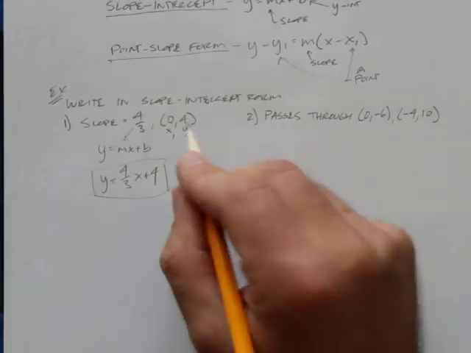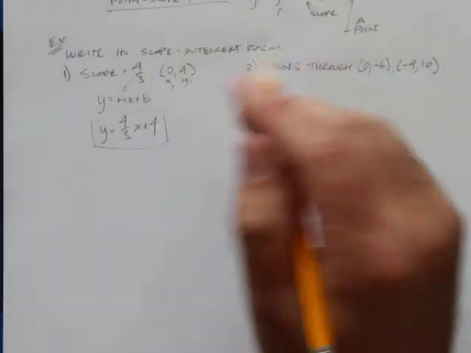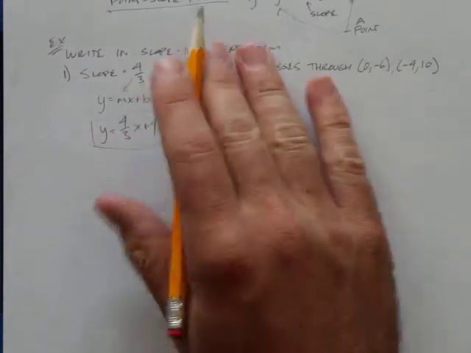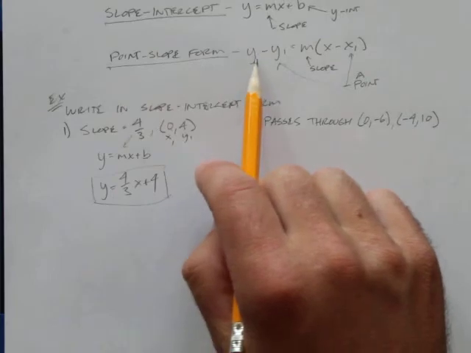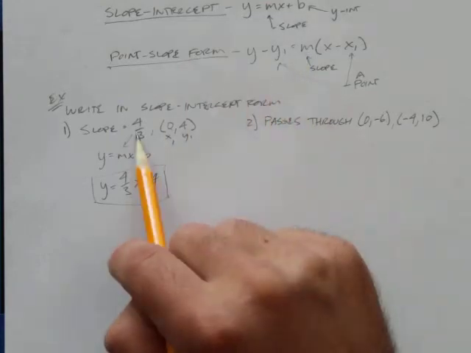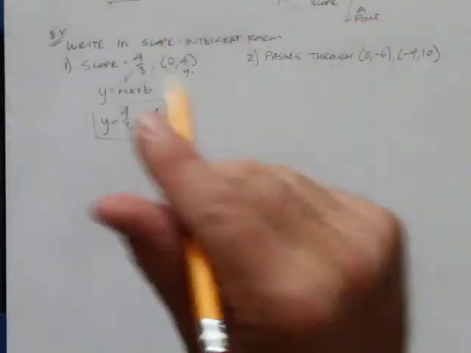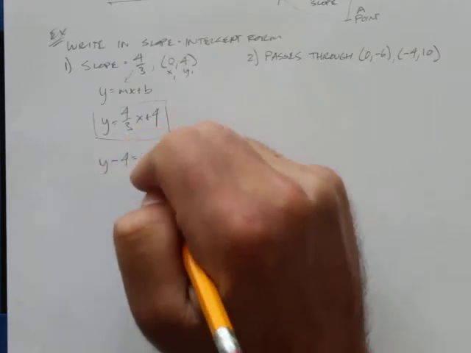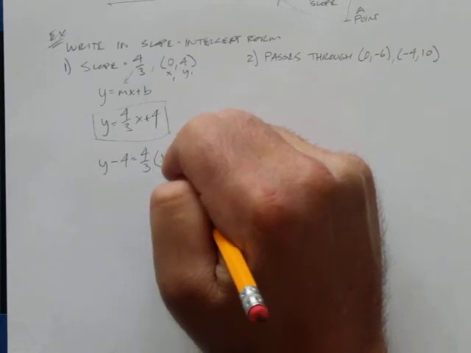Now, if you don't know that, we can find the value a different way. Let's use point-slope form and see if we can get to this point. So point-slope form: y minus y1, equals the slope times x minus x1. So I have all the pieces that I need. y minus y1, which is 4, equals the slope 4/3 times x minus x1, which is 0.